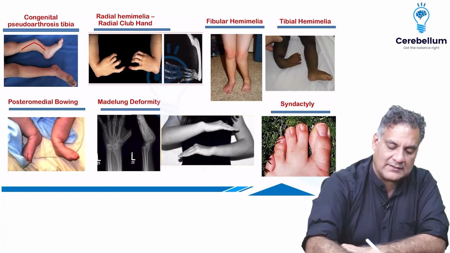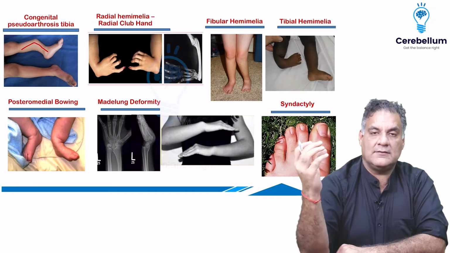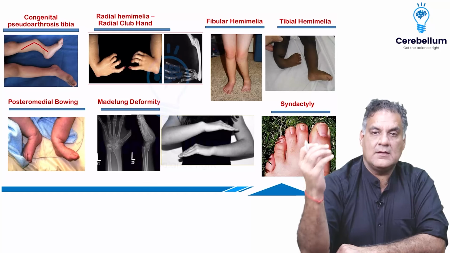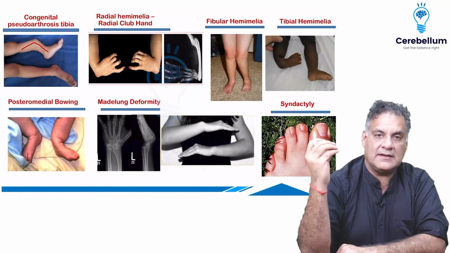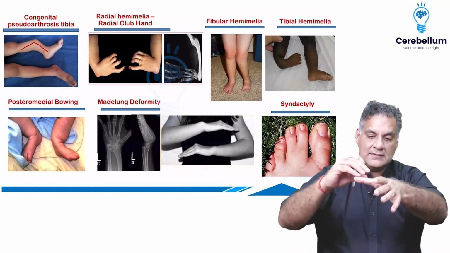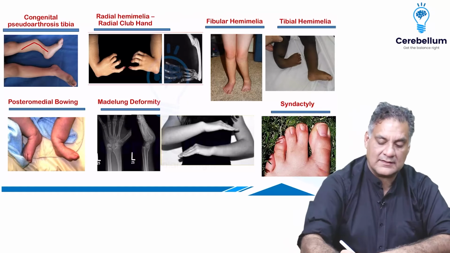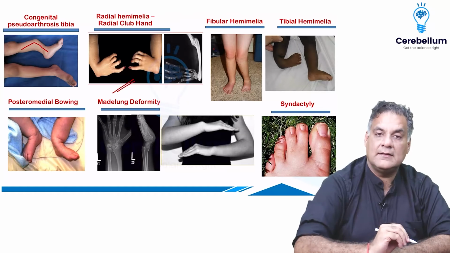Anterolateral bowing of the tibia is congenital pseudoarthrosis of the tibia. It's an intraoperative diagnosis treated with stabilization and grafting. There can be absent axis of one of the limbs. That absent axis of one of the limbs means radial hemimelia, means the radial side is absent, the thumb is absent, the artery is absent, the vessels are absent. This is called a radial club hand, all right?